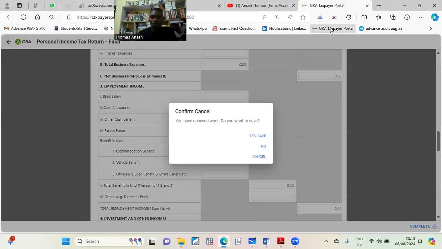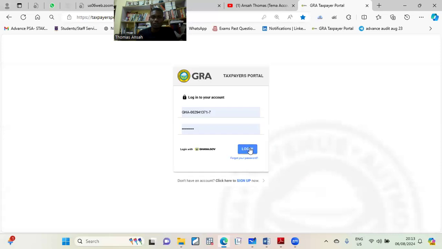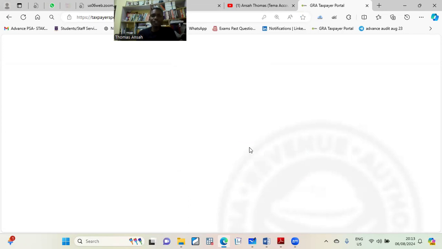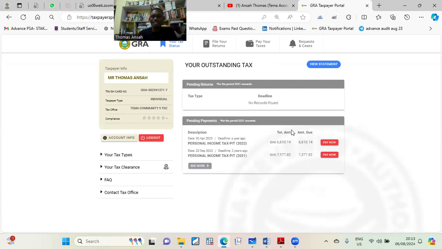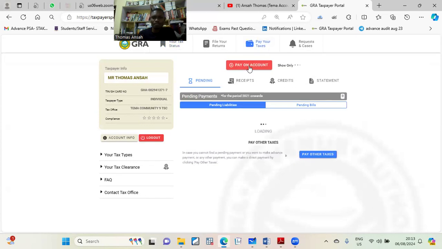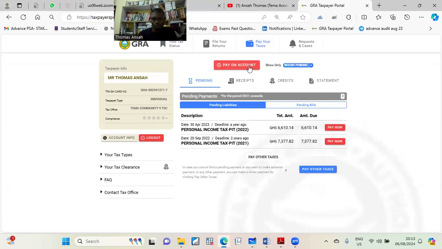Okay. So let me refresh this. So remember, for example, if I have filed my tax, when I'm paying, it is what I filed that I'm paying. So when you have not filed, then what are you paying exactly? So you see this one, I have filed. So if I'm paying, pay now. All right. So it means, how then did you pay when you have not filed? So therefore, it means that what you did was to go here and pay on account. Are you seeing it?